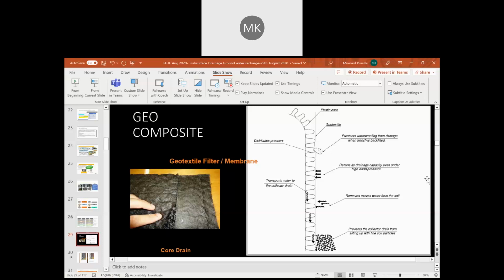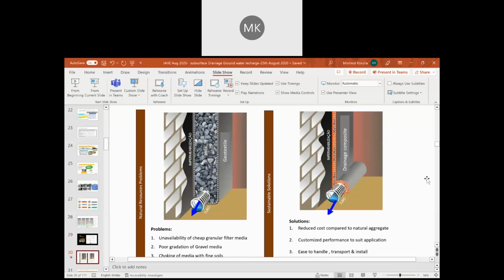And finally, geomat. Geomat, again, we may have to talk a bit, because in hill road drainage we have to combine erosion control and drainage. And in that, it's a very good material which can go in combination with the different types of drainage systems.